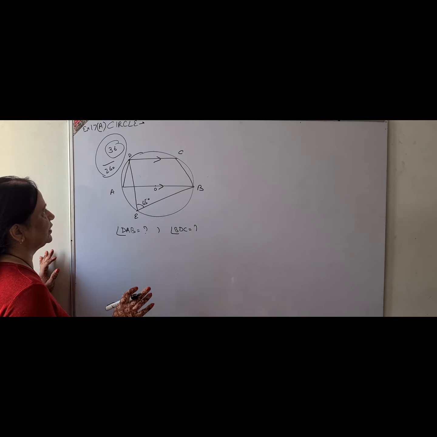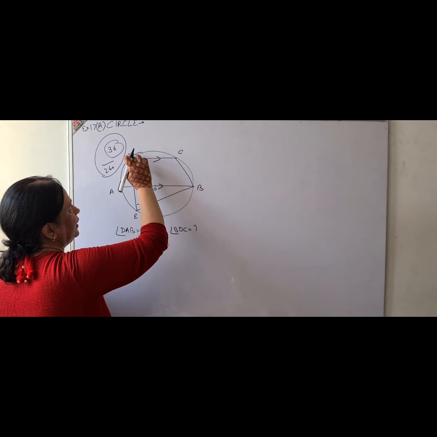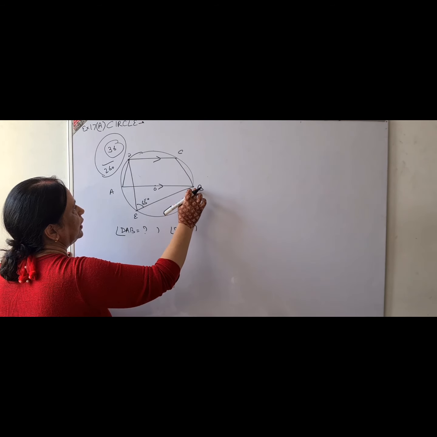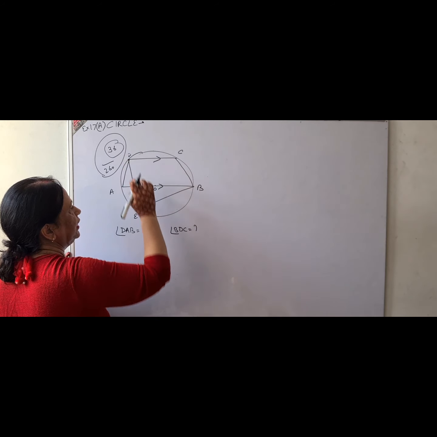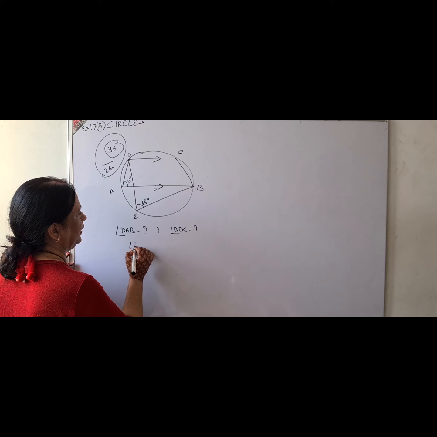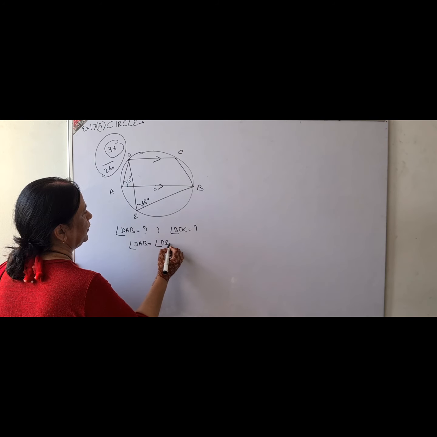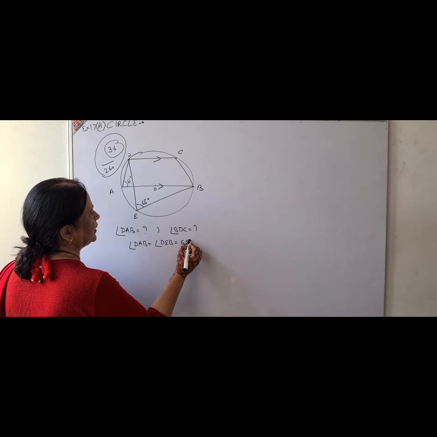Most of you must have understood up till now. See, arc BD is making angle DAB. Again, arc BD is making angle DEB. So DAB is 65, the angle made by DEB, the angle made by the same arc.